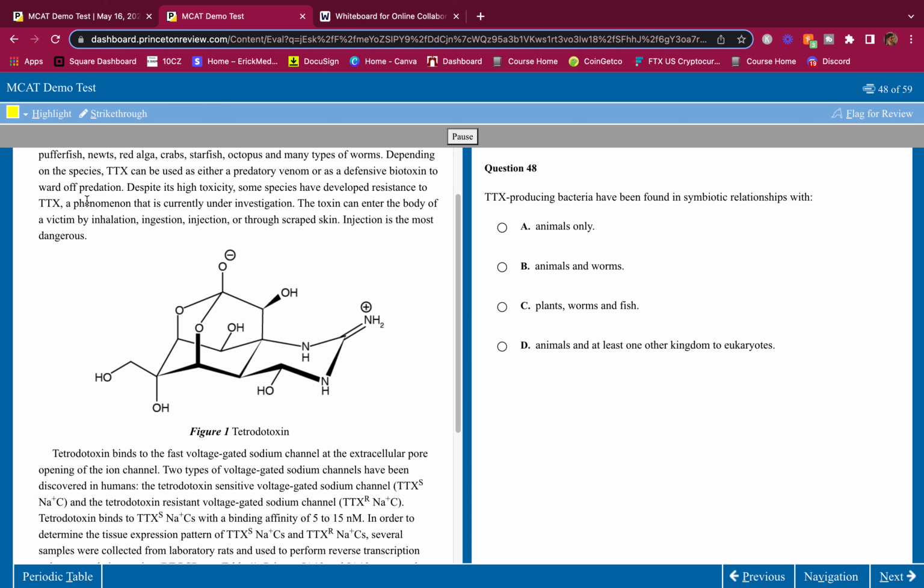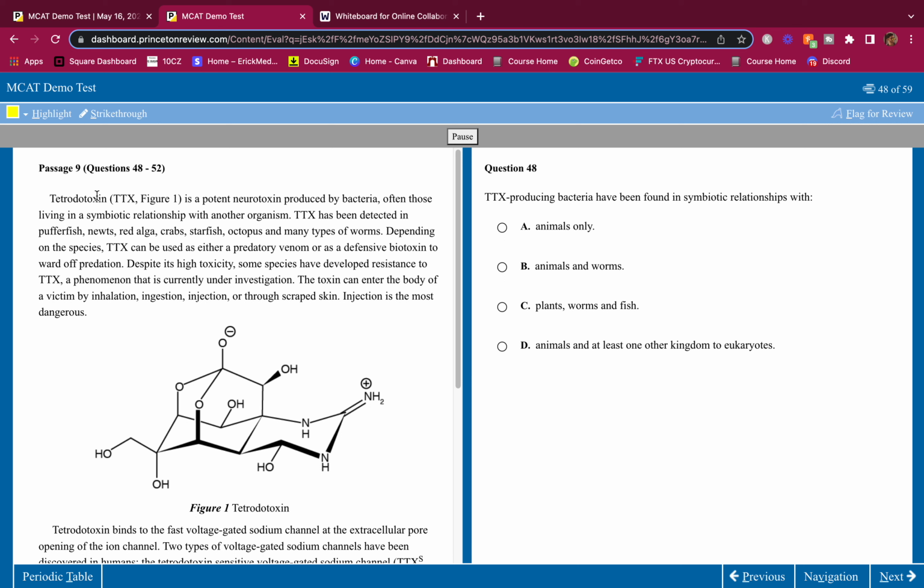Let's begin breaking this down. Tetrodotoxin, TTX, is a potent neurotoxin produced by bacteria, often those living in a symbiotic relationship with another organism. TTX has been detected in pufferfish, newts, red alga, crabs, starfish, octopus, and many types of worms. Depending on the species, TTX can be used as either a predatory venom or a defensive biotoxin to ward off predation.